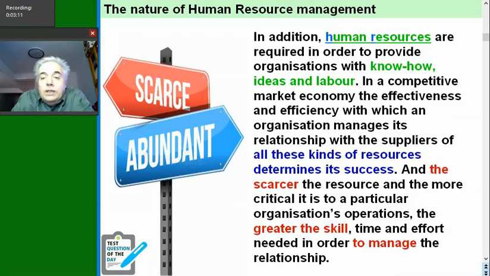In addition, human resources are required in order to provide organizations with know-how, ideas, and labor. So you always need people, even if you have a company of one person, where you are the person doing the work. You are the human being making this business work. In a competitive market economy, the effectiveness and efficiency with which an organization manages its relationship with the suppliers of all kinds of resources determine its success.